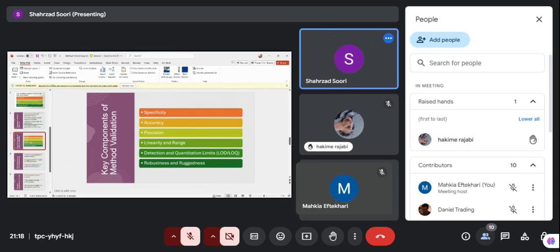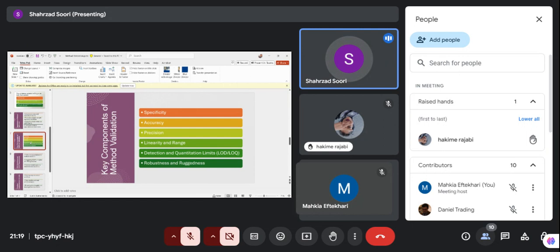Key components of method validation. Let's explore the components one by one, emphasizing their role in achieving robust validation. The first one is specificity. Can the method distinguish the analyte of interest from other substances? For example, does it correctly identify a specific drug in the presence of impurities? It's really important that a drug or product has specificity, and it should be enough for use in the medical industry.